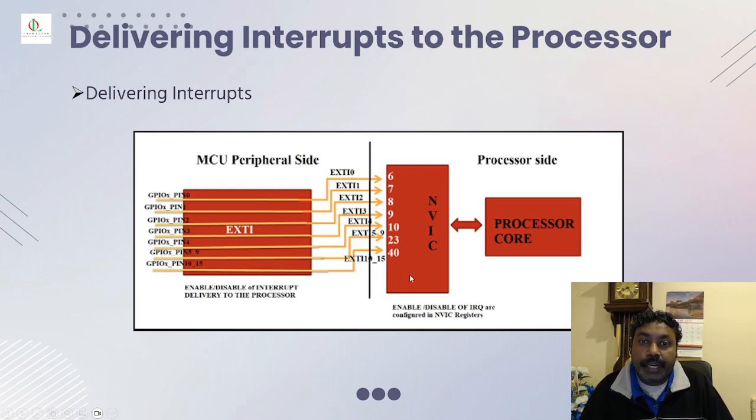So how are we going to deliver the interrupts to the processor? Every interrupt will be connected via the external interrupt, so via the GPIO pins, and the GPIO pin will be connected to the external line according to the 15 exception interrupts. Now we are using exception 13, and that's from the peripheral side, so that will connect directly to the NVIC interrupt lines, and the NVIC will connect to the processor core. So you can enable or disable the interrupt delivery to the processor. Likewise, you can also enable or disable the IRQ configured in the NVIC registers.